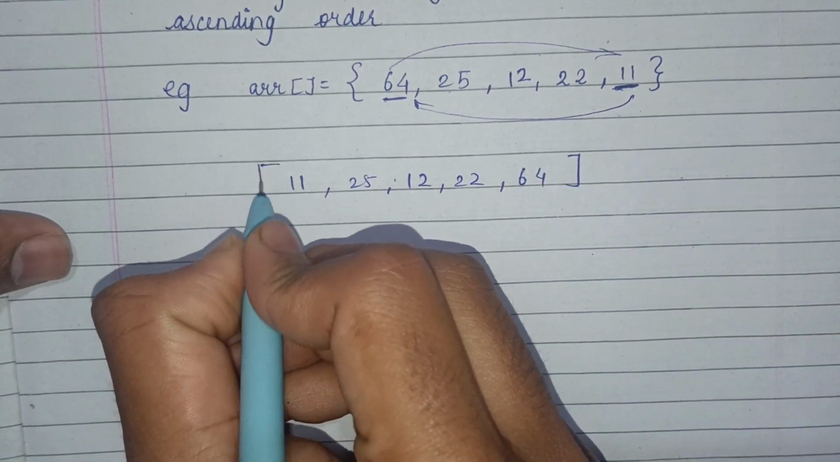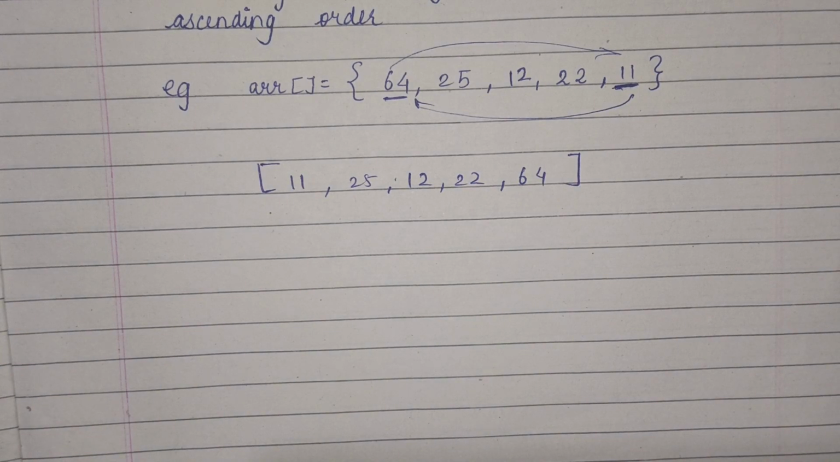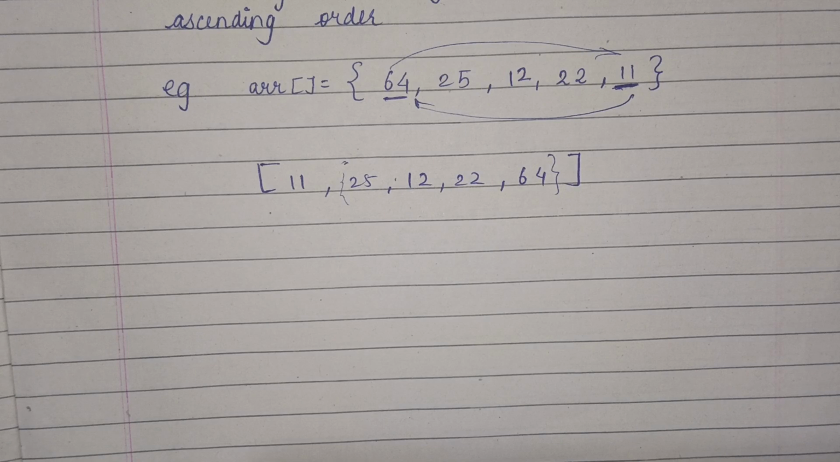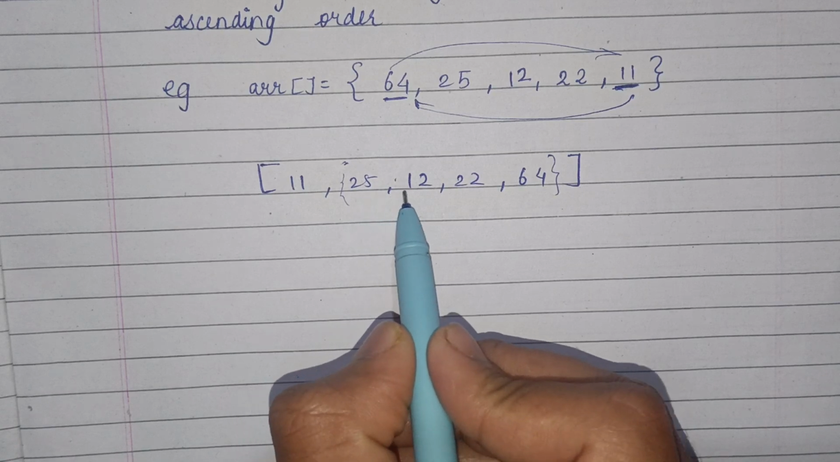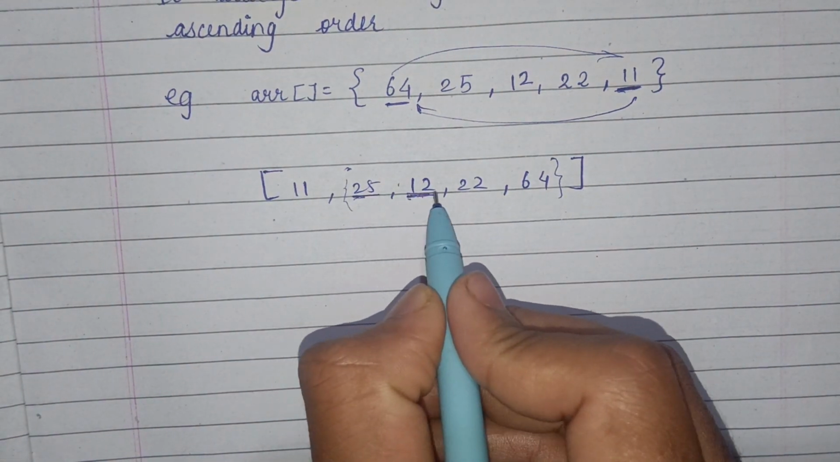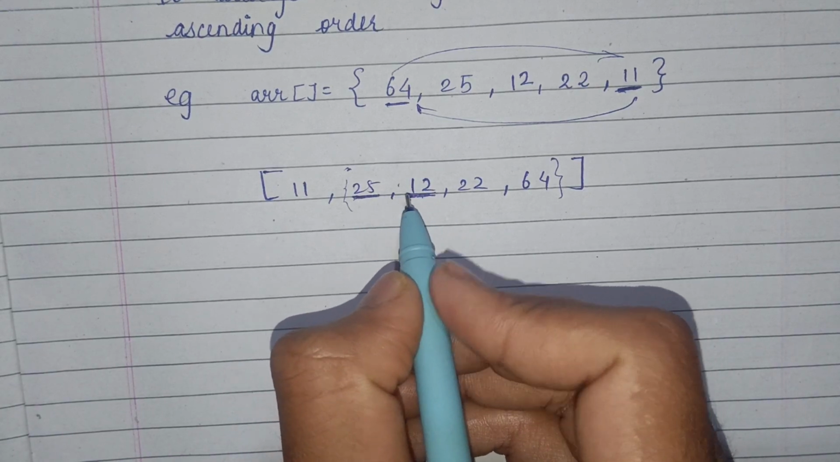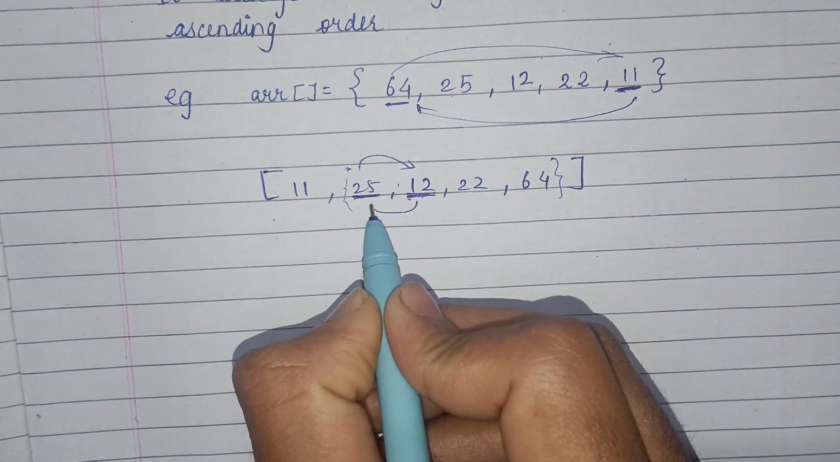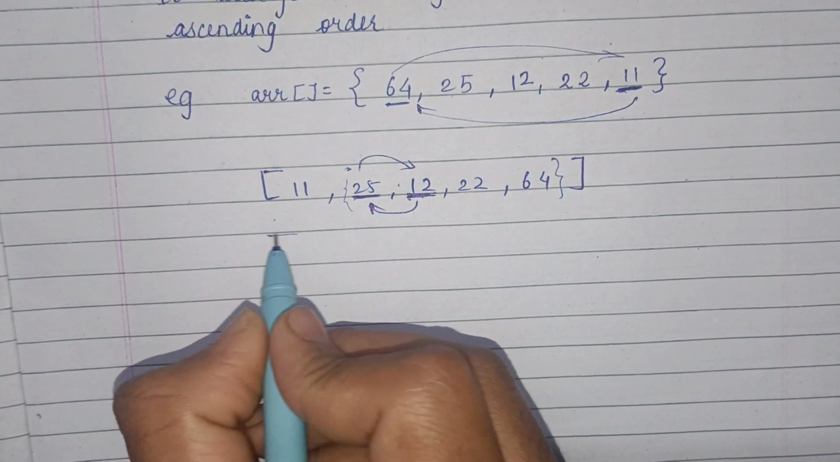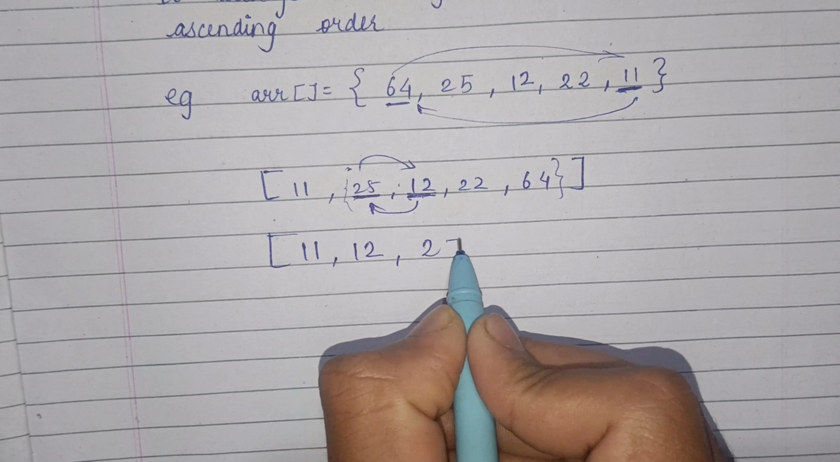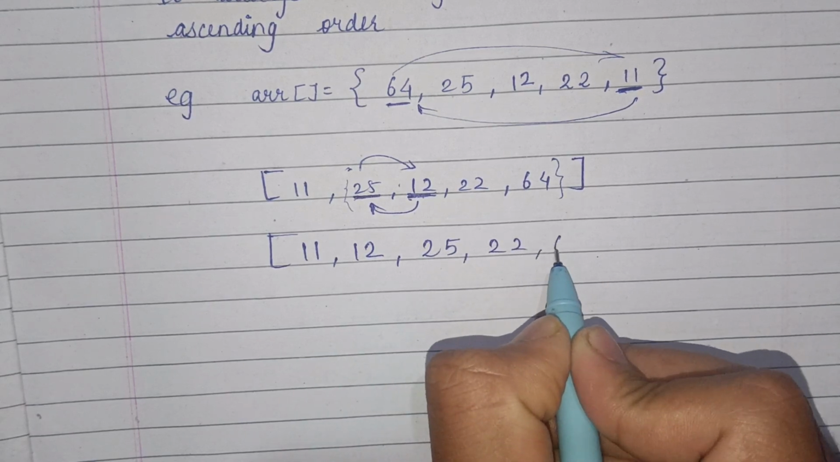25, 12, 22 and 64. Okay, now it will find the minimum element from this array. So here the minimum element is 12. It will compare 12 and 25. 25 is greater than 12, so it will swap their positions. So the array will be 11, 12, 25, 22 and 64.